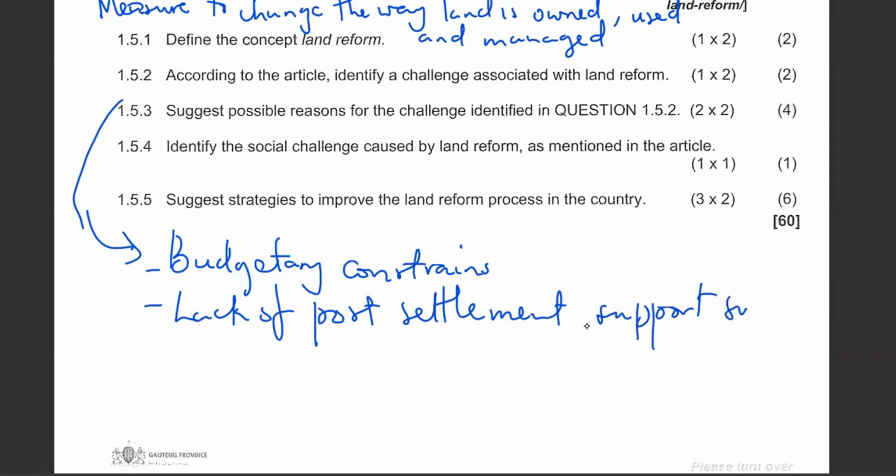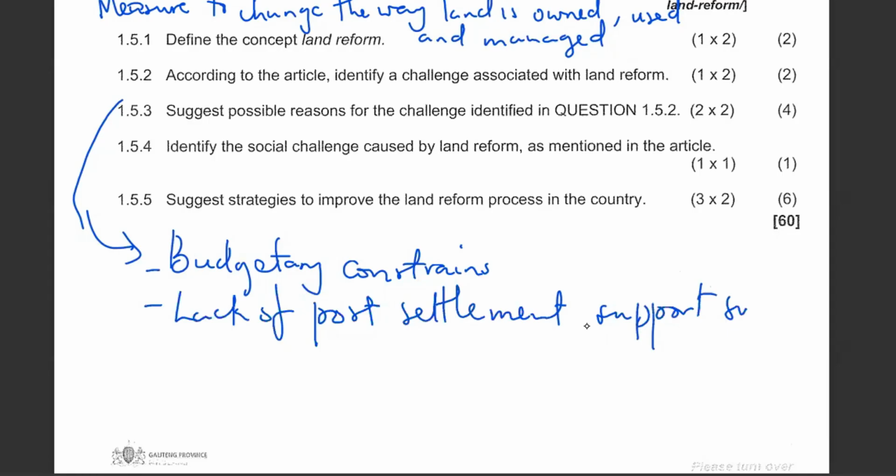And also we can talk of a lack of what we call post-settlement support. If the farmers have been resettled, they have acquired the land through land reform, they must get support from the government. The government must still fund those farmers to do productive farming. Otherwise, the land will go into unproductive use because of lack of support.